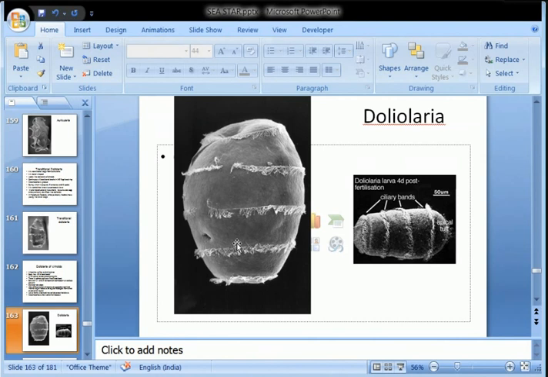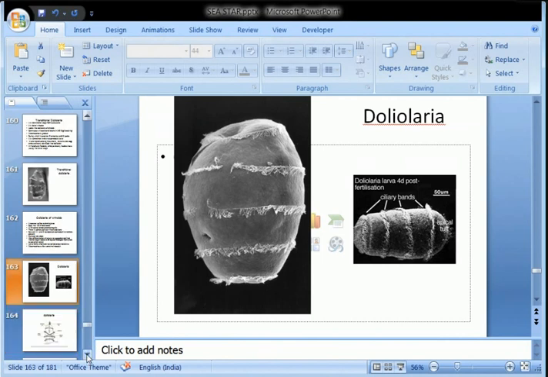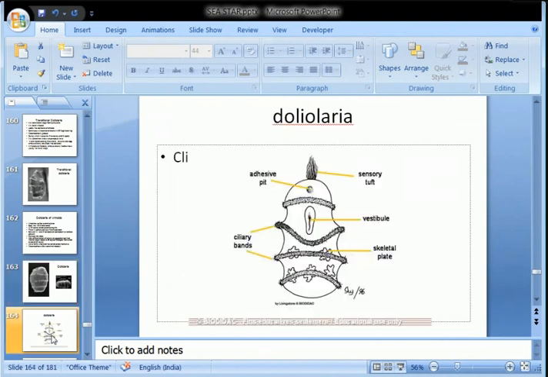ठीक है, fertilization होने के 4th day पर ये इस फॉर्म में डेवलप होता है. That means all the stages have already passed. That is the morula, the blastula, the gastrula, and then this is transformed into this doliolaria larva. This is the detailed structure.